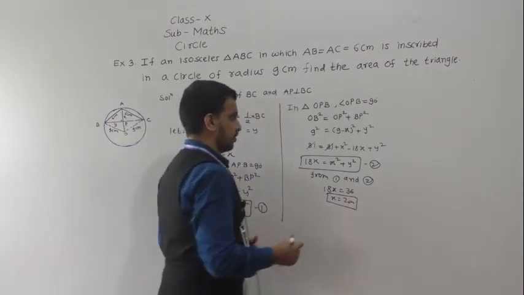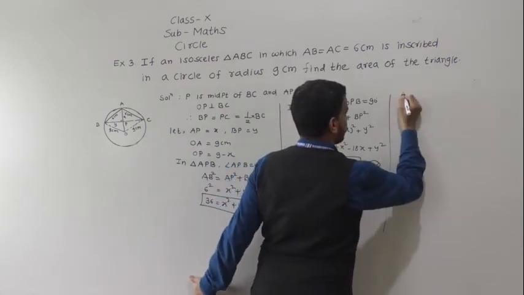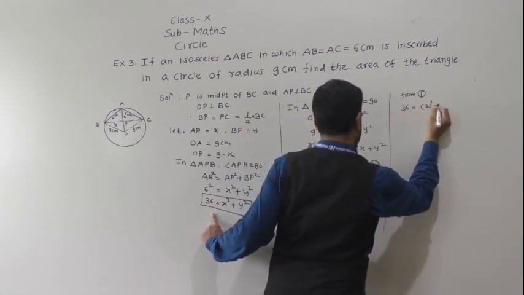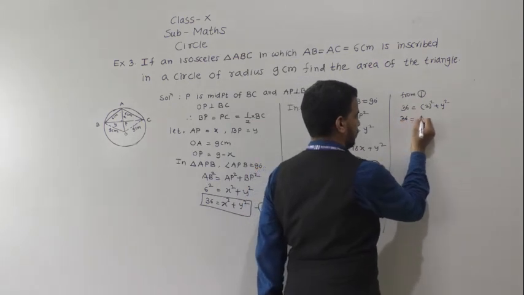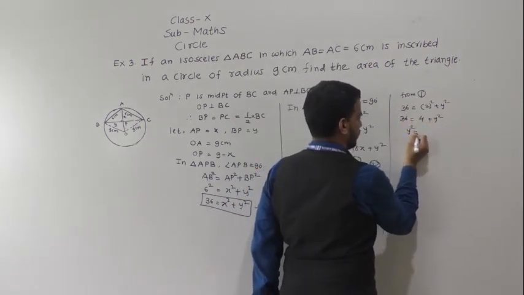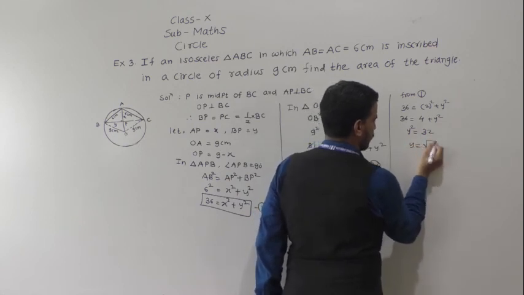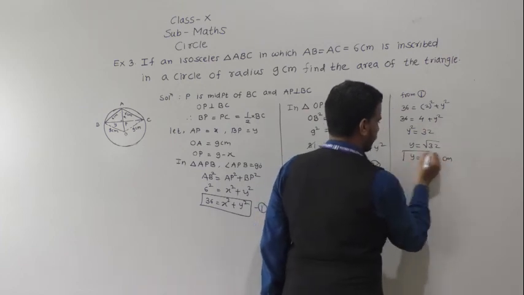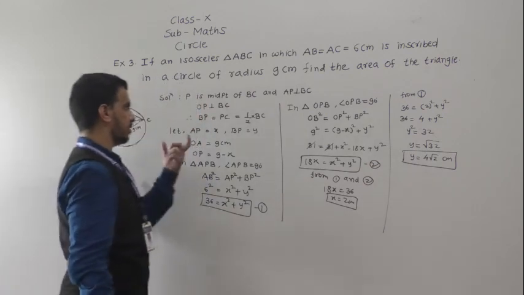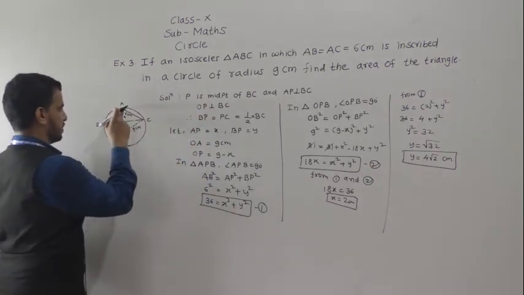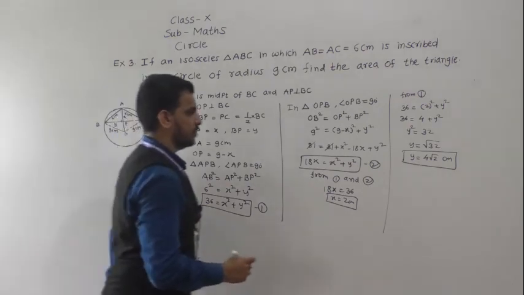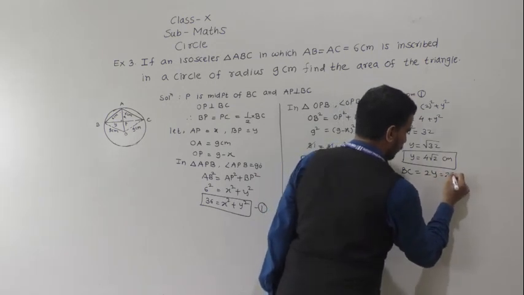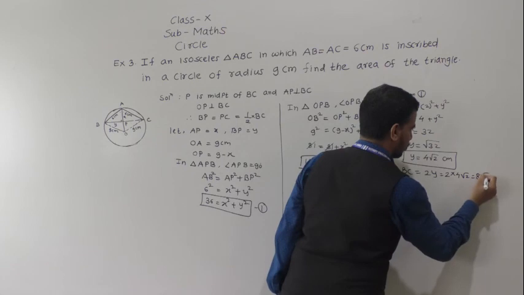If we put the value here, from 1, 36 is equal to 2 square plus Y square. So 36 is equal to 4 plus Y square, Y square is 32, Y is equal to square root of 32, that is 4 root 2 centimeter. But we have to find the area of triangle ABC, which means we want base BC. So BC is equal to 2 into Y, that is 2 into 4 root 2, equal to 8 root 2 centimeter.